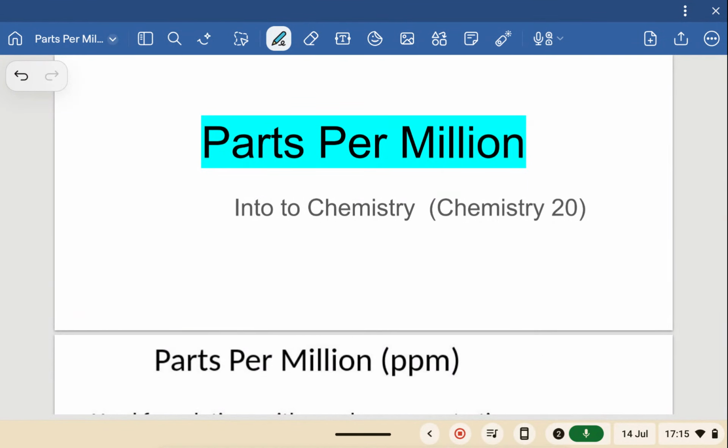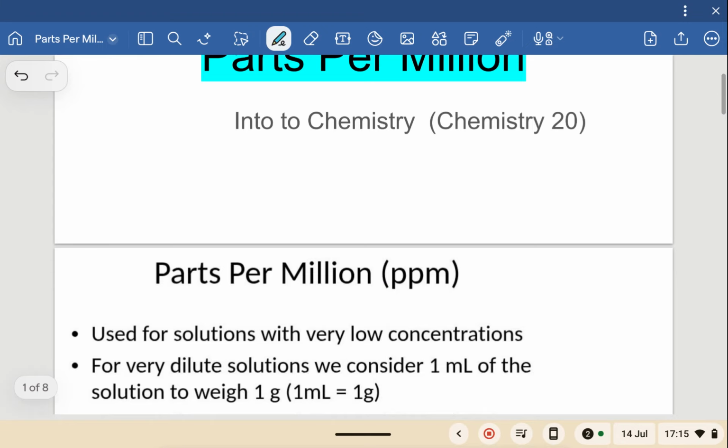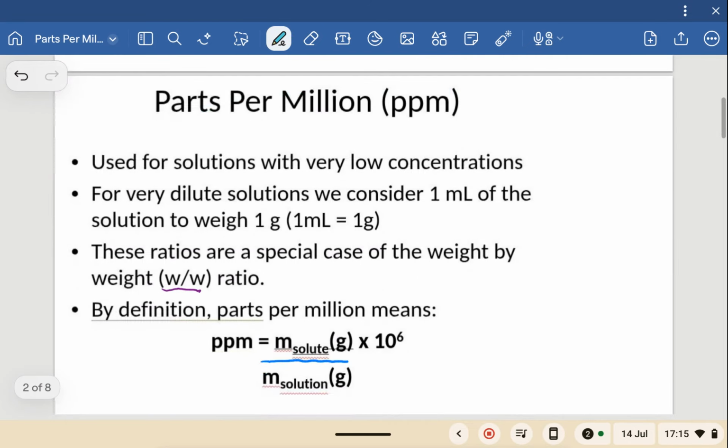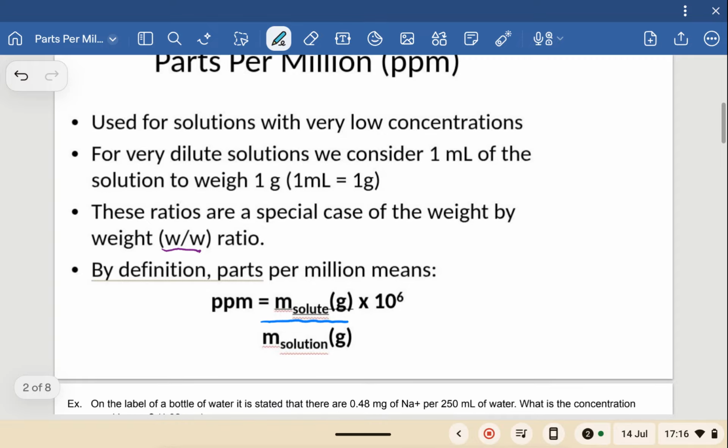In Chemistry 20 right now, you're in the solutions unit, and you might have come across some information on parts per million or parts per billion. It's just another way to show concentration when you have a very, very small amount of solute in your solution. We know that you can dilute solutions by adding lots and lots of water. But if you did this, you'd have a very, very small amount of your solute, and that value would be very small.